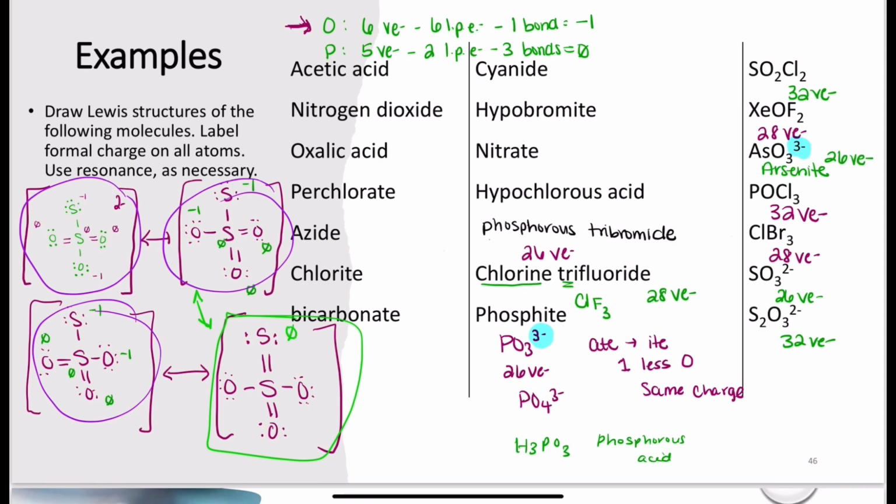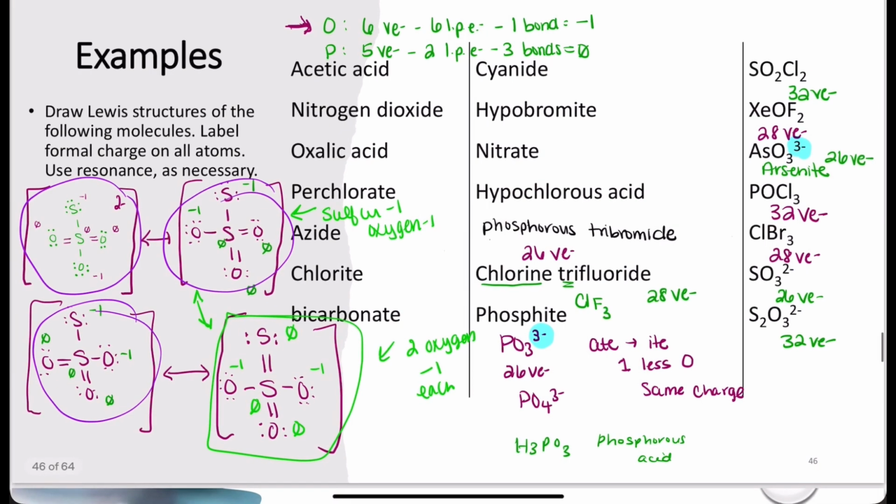If I do the formal charge here, the sulfur is 0, oxygen is negative 1, negative 1, 0, 0. So again, the ones circled in purple are equivalent. Those are contributing equally to each other. But between the purple and the one in green, which one's contributing most? On this one, sulfur has a negative 1 charge, and one oxygen has a negative 1 charge. On this structure, 2 different oxygens are negative 1 each. This is going to contribute most.